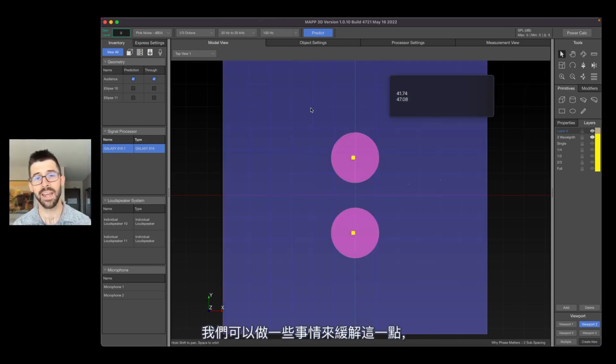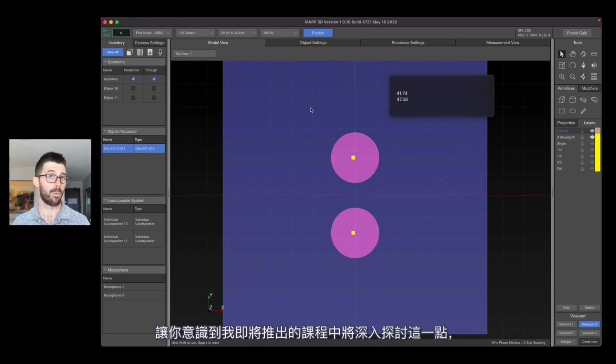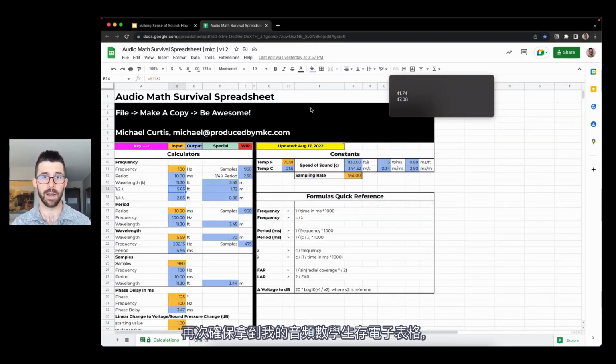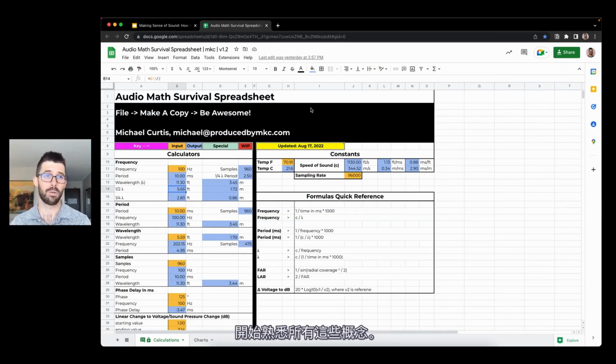So we can do things to mitigate that, to help steer subarrays and do cardioid or end-fire, whatever, which is outside the scope of this video today. But I at least want to illustrate the basics of phase, how that affects subwoofer spacing, and make you aware that we're going to do a deep dive of this in my upcoming course, Making Sense of Sound. Again, make sure and grab my audio math survival spreadsheet and start to get familiar with all these concepts.